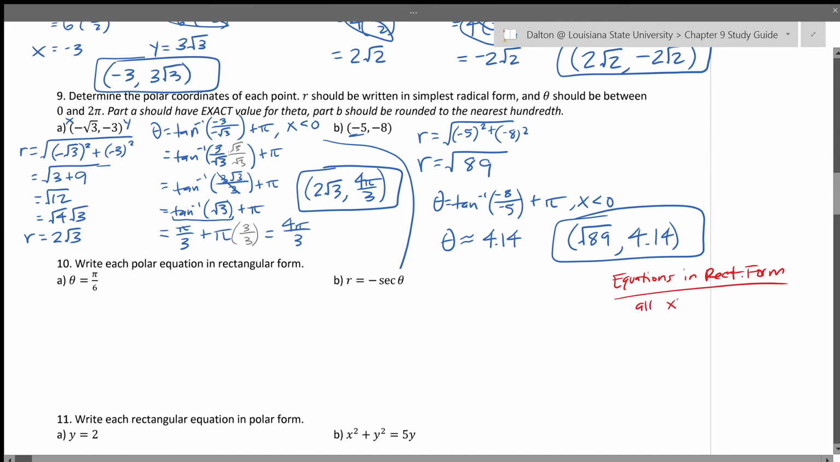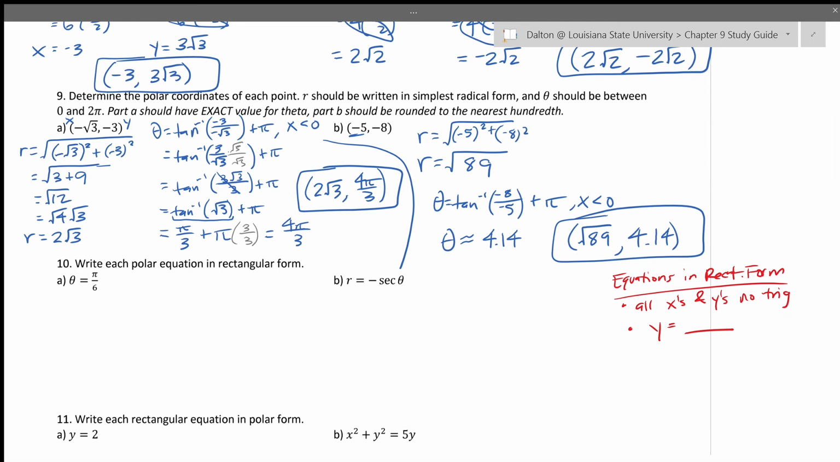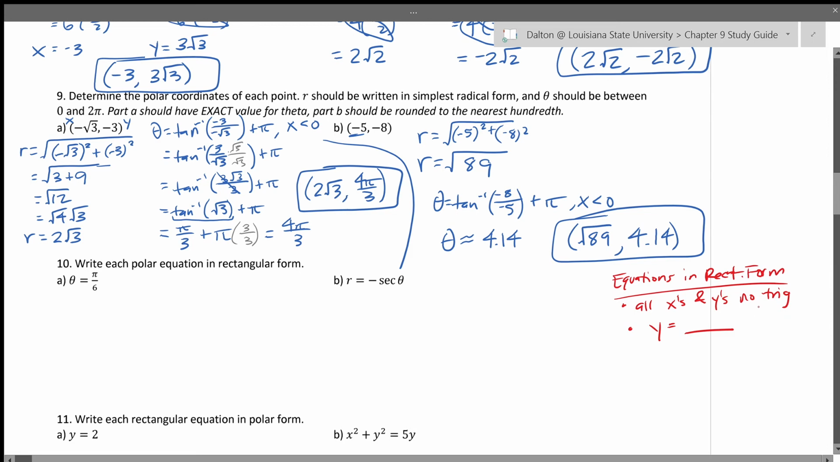All x's and y's, no trig. And usually in the form y equals something. But if there is no y, you could have x equals something as well. But typically y equals something, or sometimes you might have x squared plus y squared equals something. That's another format that you are allowed to write it in when both of them are squared.